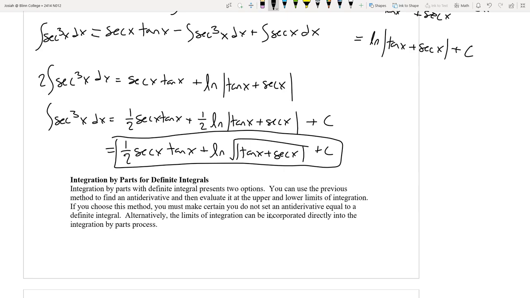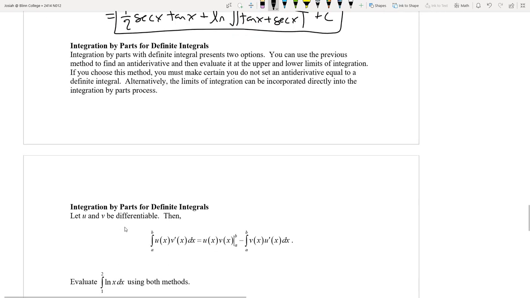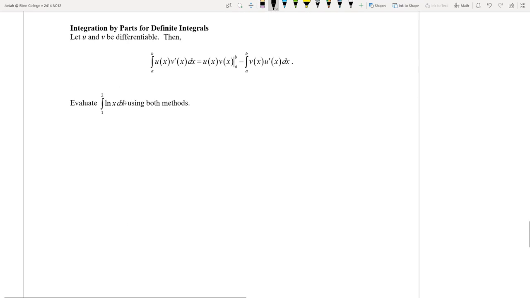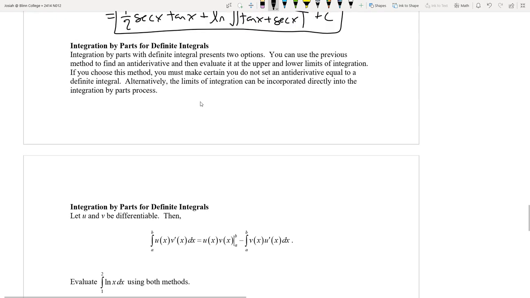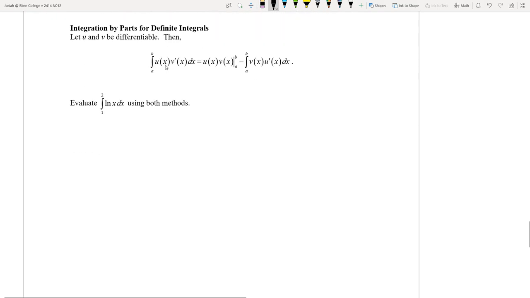Alternately, the limits of integration can be incorporated directly into the integration by parts process. Both of these might seem kind of vague, so we'll go ahead and take a look at both. First off, just the definition. This is the second option. If we have a definite integral for integration by parts, then again we have uv minus the integral of v du, but we have the evaluation happening at the same time. So we have the evaluation of the first term, and then we have a definite integral on the second. We'll see how both methods work in practice here.